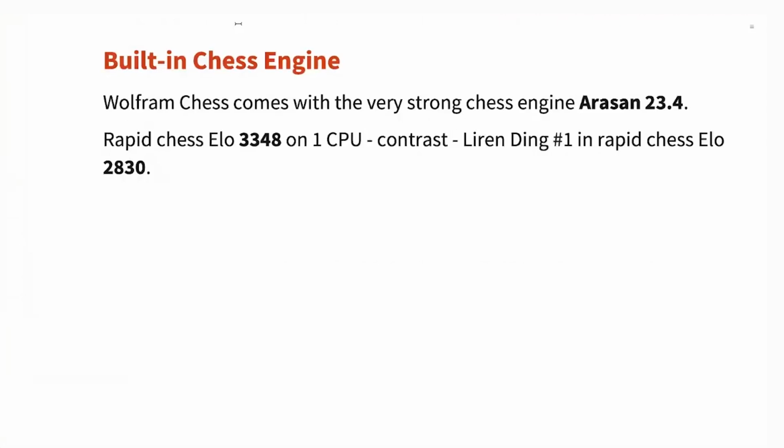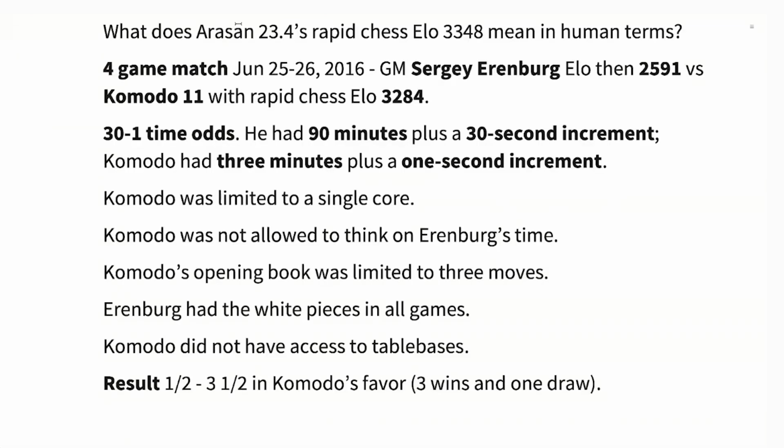Wolfram Chess has a built-in chess engine. It's Arasan version 23.4, and it is very strong. Its rapid chess Elo is 3348 on one CPU. In contrast, Li Rending, who's number one in rapid chess, has an Elo of 2830. Well, how can we think about this in human terms?